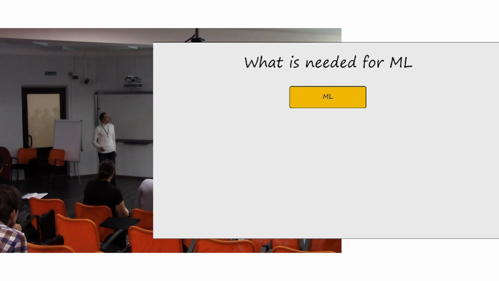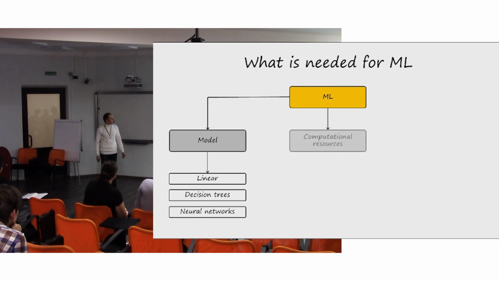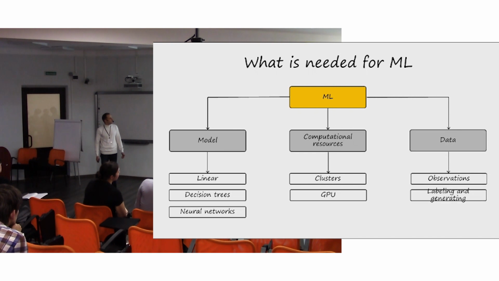Okay, so what do we need for machine learning in general? Of course, we need a model, be it a linear model or decision trees or neural networks. Of course, we need computational power, potentially clusters of GPUs, and we need data. We need observations, and we need labeling and generating data.